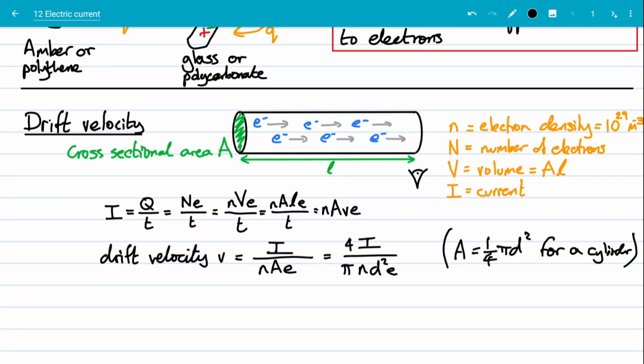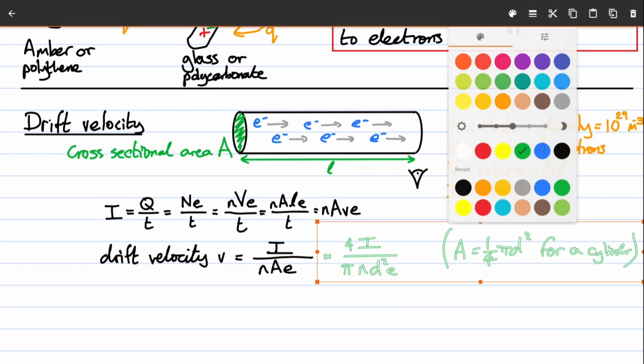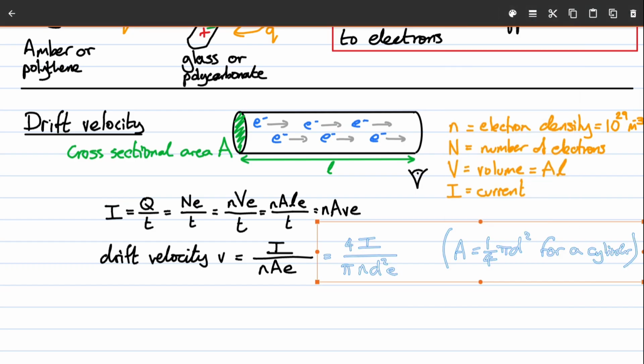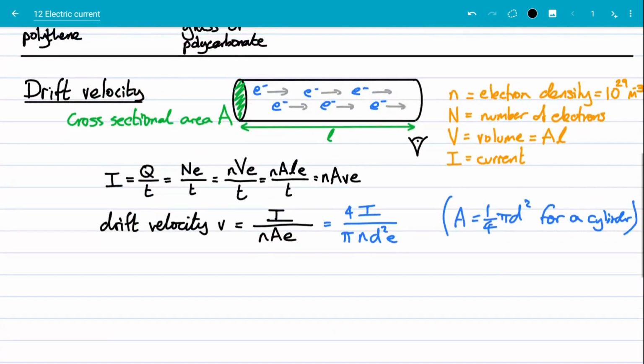But it might not be a cylindrical wire. But if it is, then that's what we can say. So let me just change the color of this, but just in case we're not dealing with cylindrical wires, let's use blue. And that's our calculation of drift velocity.